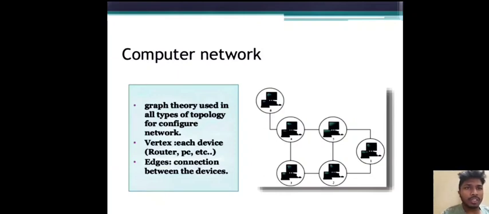Computer network. Graph theory is used in all types of topology to configure a network. Vertex is each device, router, etc., and edges are the connections between the devices. Like I said, in a map, cities and towns are the vertices and the roads which connect them are the edges. As shown in this figure, there are six computers placed in different directions, but they are connected through lines which are called edges in the graph system, and these computers are the vertices.